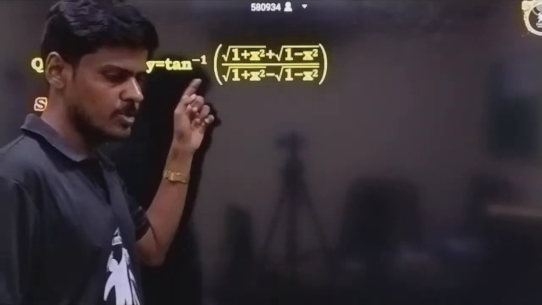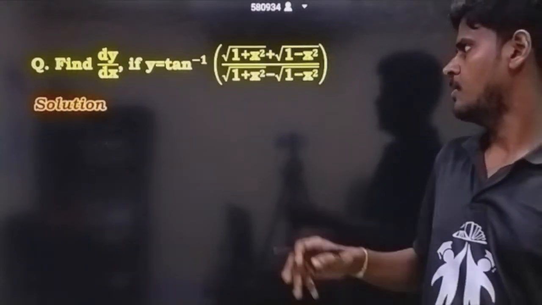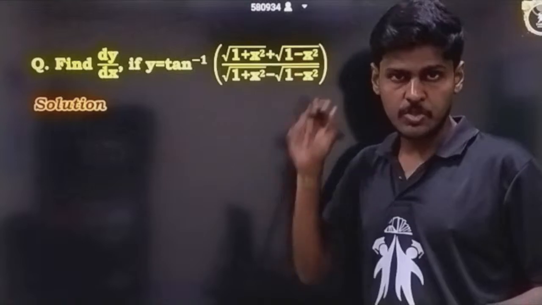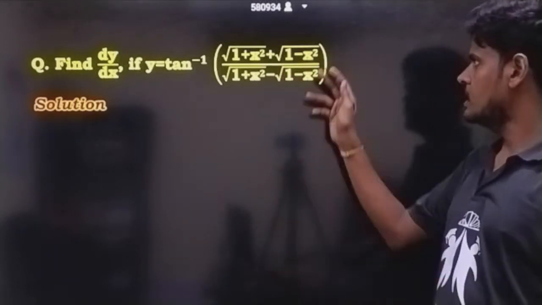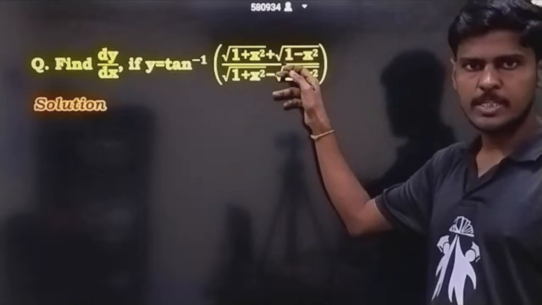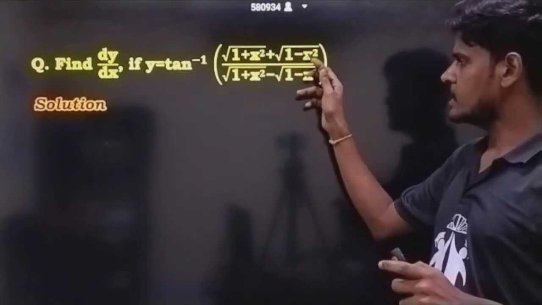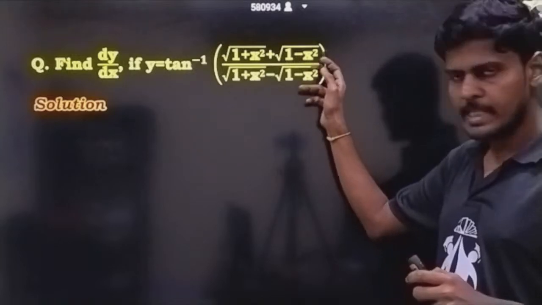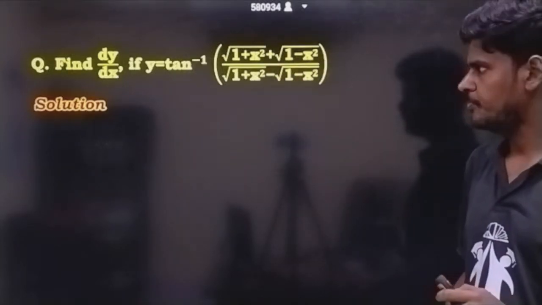And why can we substitute x equal to sin theta or cos theta in this question? Because it is inside a square root and we have 1 minus x square. That means this term should always be positive for the square root to exist. Yes or no? 1 minus x square should always be greater than 0. Only then we will have this function.